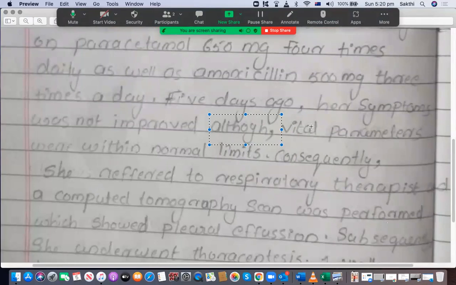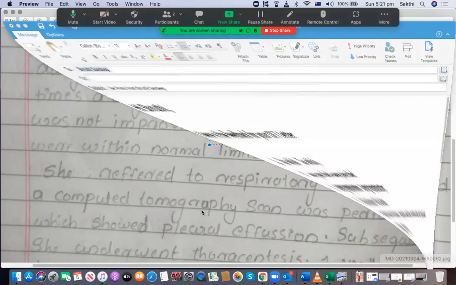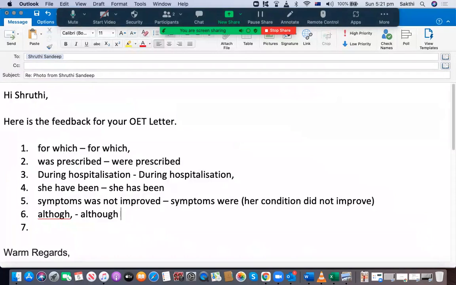Okay, let's say, five days ago her symptoms... I mean, you can say her condition did not improve, but in this case "although" is incorrect. It is better to use "however." However, comma, her symptoms did not improve. So this is more appropriate. The one in the bracket is more appropriate than the one here.